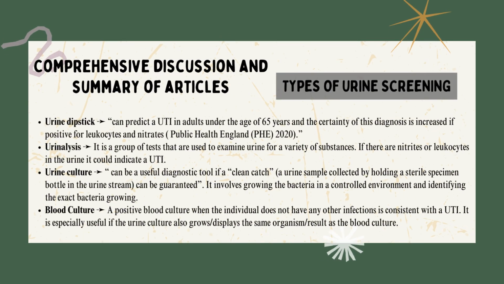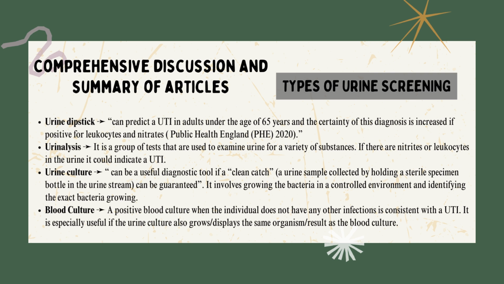A few types of urine screening we spoke about in our presentation were urine dipstick, which can predict a UTI in adults under the age of 65 years, and the certainty of this diagnosis is increased if positive for leukocytes and nitrates. A urinalysis is a group of tests that are used to examine urine for a variety of substances. If there are nitrates or leukocytes in the urine, it could indicate a UTI. A urine culture can be a useful diagnostic tool if a clean catch is guaranteed. It involves growing the bacteria in a controlled environment and identifying the exact bacteria growing.